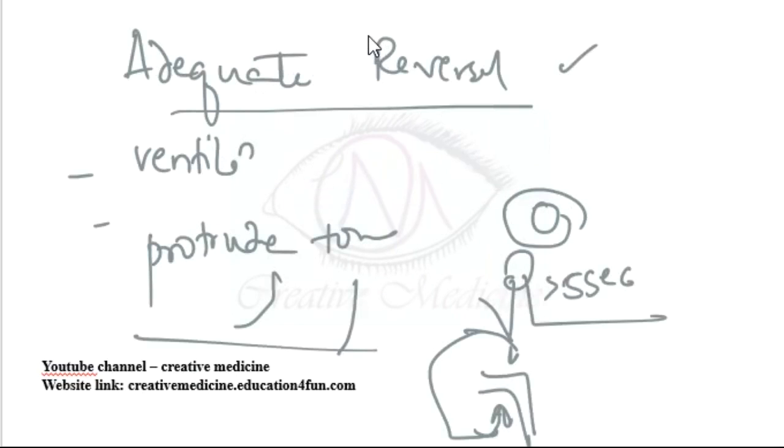Signs of adequate reversal are if there is adequate ventilation, if the patient is able to protrude the tongue, or if the patient is able to lift his leg or hand, if able to open the eyes, or if he is able to lift his head for more than 5 seconds, or able to clench the tongue depressor between the incisors, then this states that there are adequate signs. These are the signs of adequate reversal.